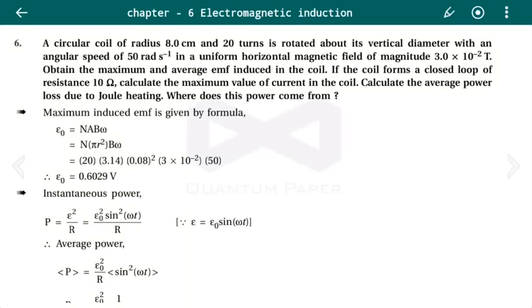Now numerical number 6. A circular coil of radius 8 cm and 20 turns is rotated about its vertical diameter with an angular speed of 50 radian per second in a uniform horizontal magnetic field of magnitude 3 into 10 raised to minus 2 Tesla. Obtain the maximum and average EMF induced in the coil.